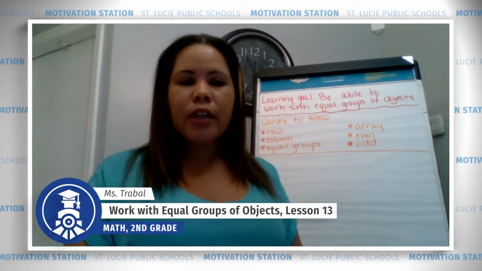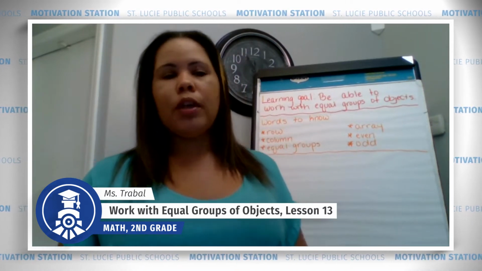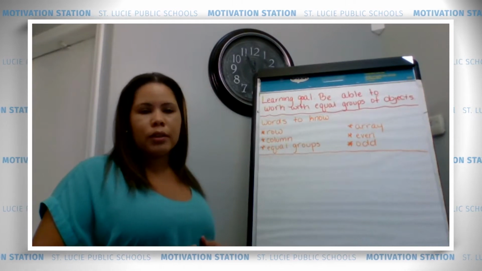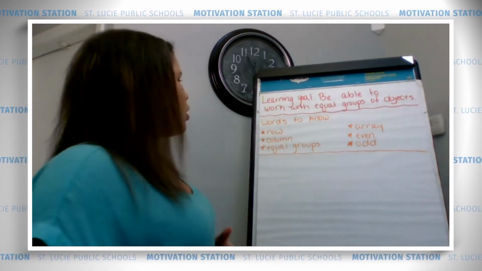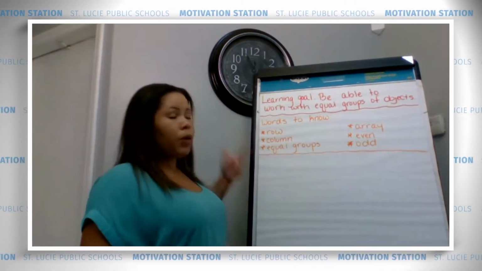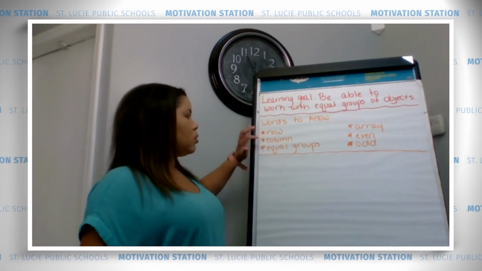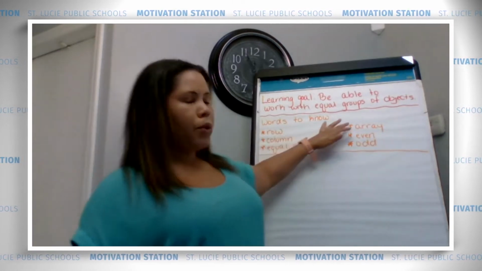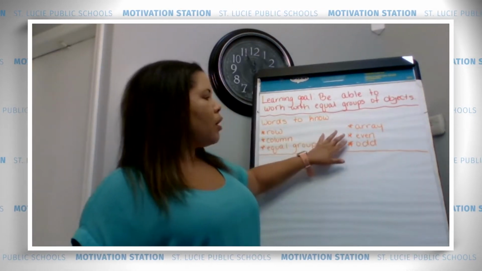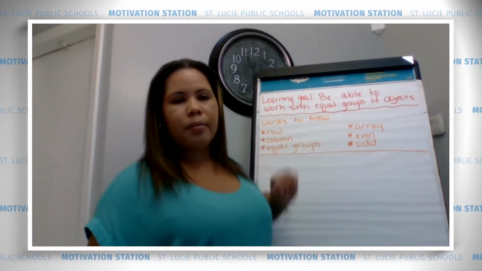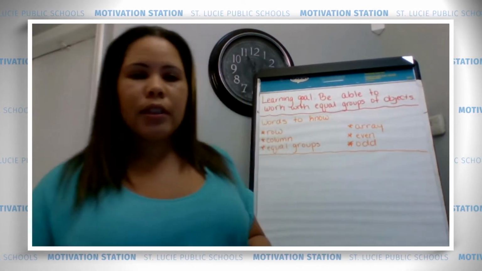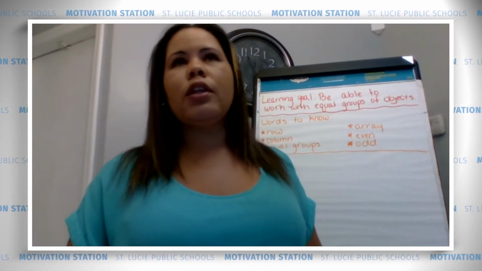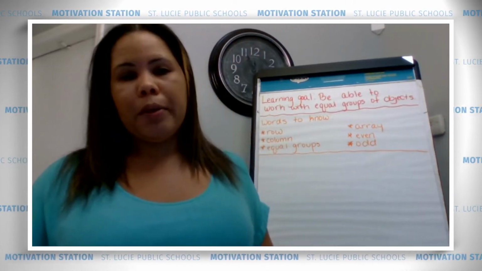So we're going to get started continuing our learning from last week. Our goal was to be able to work with equal groups of objects. As we're working through this unit, some of the words we would like to remember are rows, columns, and equal groups. We're going to dive a little bit more into the word array, and also even and odd. This unit really sets you up for multiplication. It's your foundation for multiplication, and it builds to what you're going to learn at the beginning of next year.